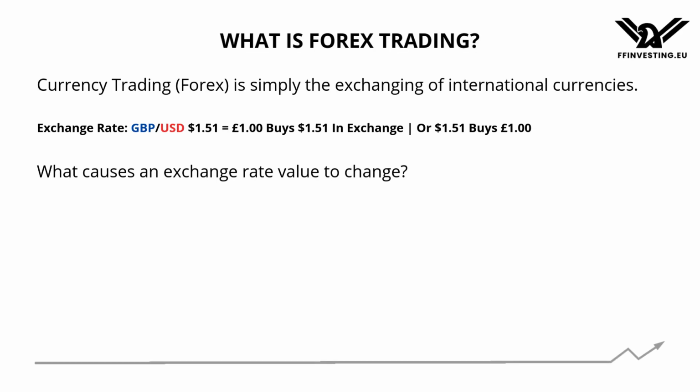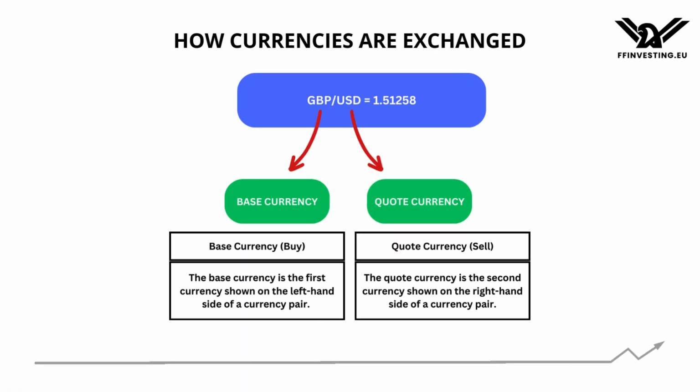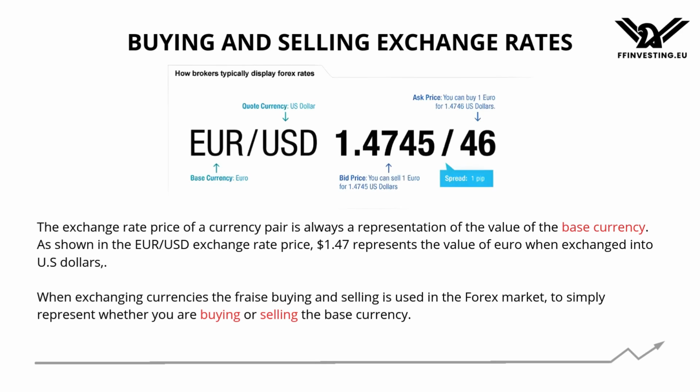So we can always say, I understand that £1 buys $1.51. Or I can say, I understand that if £1 buys $1.51, then $1.51 must also buy £1. So you can look at it in reverse if you want to. But just remember, when you look at an exchange rate, it's always just the value of the base currency sold into the quote currency.